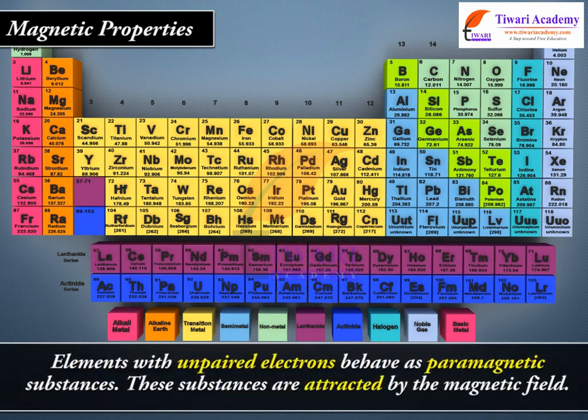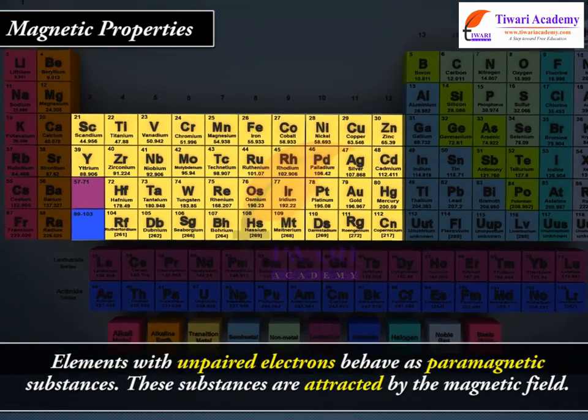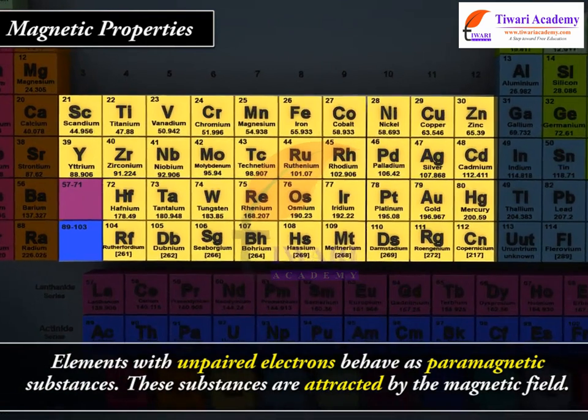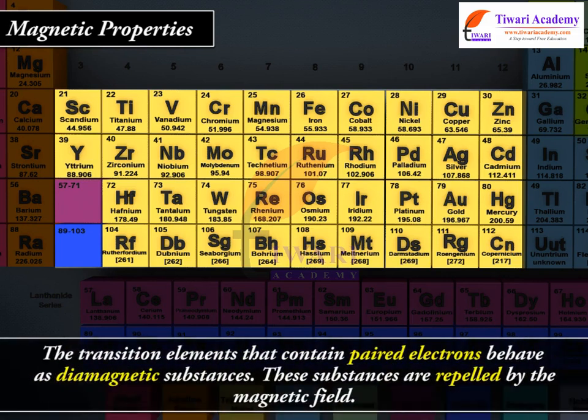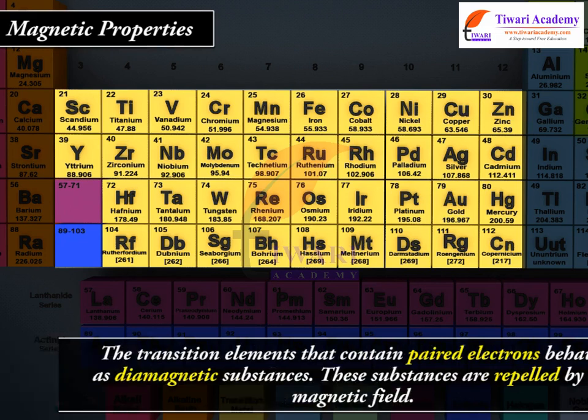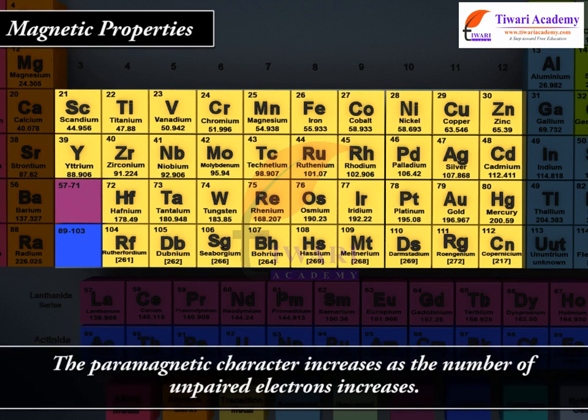Magnetic properties. Elements with unpaired electrons behave as paramagnetic substances. These substances are attracted by the magnetic field. The transition elements that contain paired electrons behave as diamagnetic substances. These substances are repelled by the magnetic field. The paramagnetic character increases as the number of unpaired electrons increases.